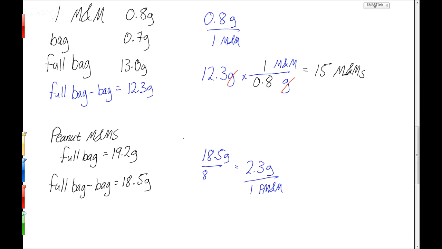Okay. So that's the idea that we can count things by weighing them. And in the same way, we can weigh things by counting them. So if we know how many of something we have, and we know the mass of each of them, we can figure out the total mass. That's basic stuff. But more importantly, we can count things that are too small.